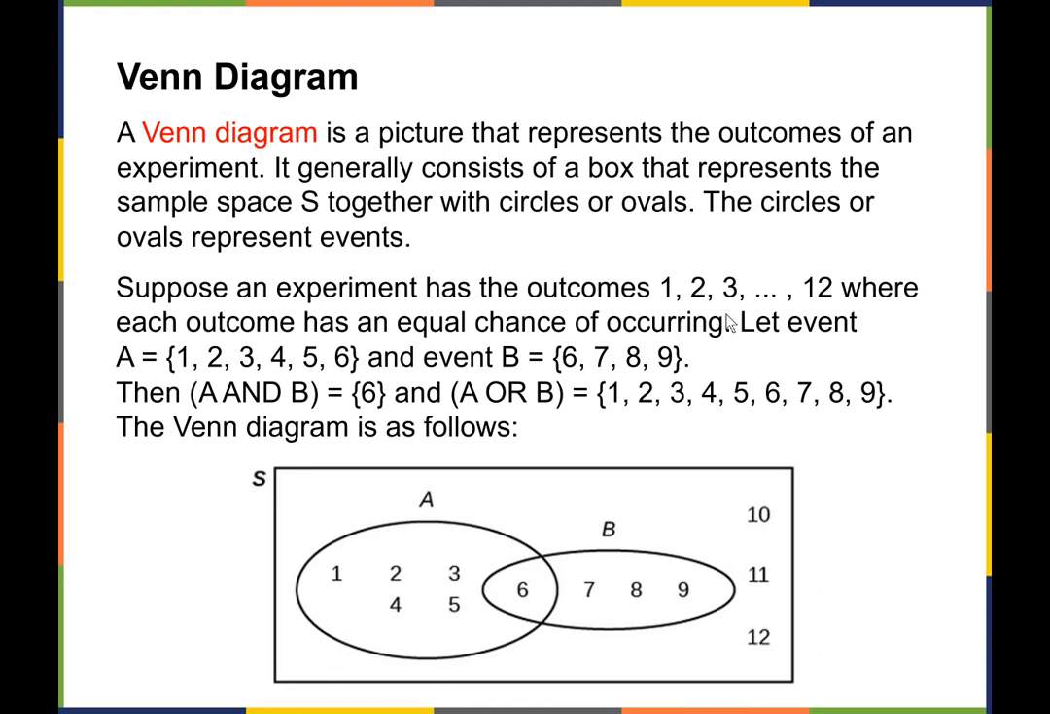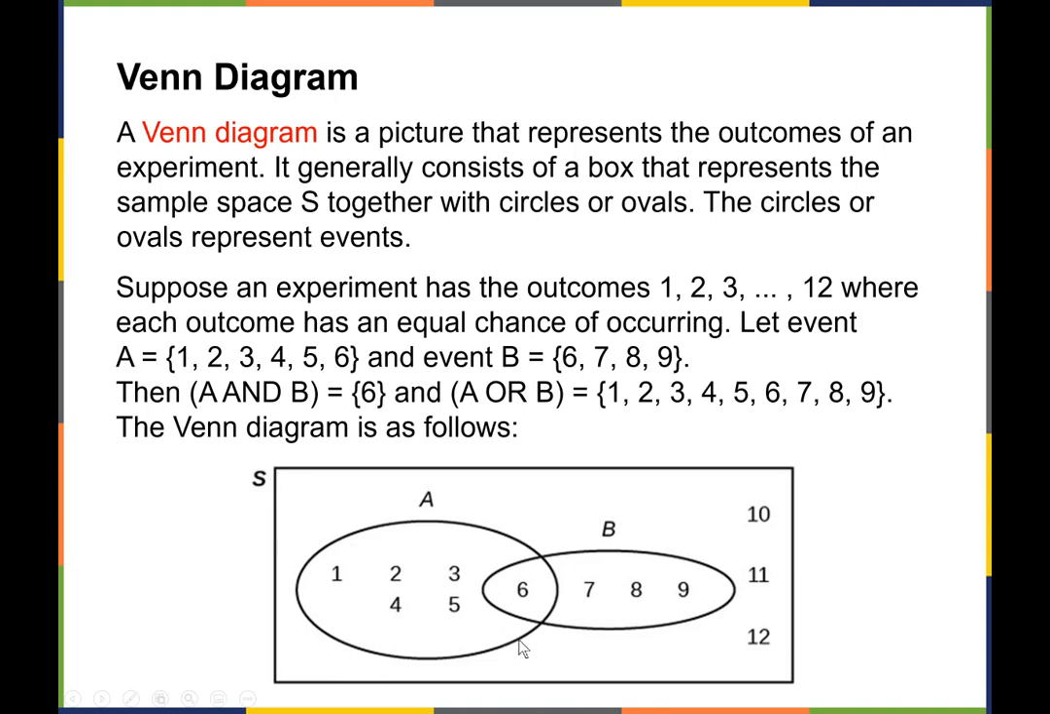It is a picture that represents the outcomes of an experiment. You've probably seen it in other contexts other than probability before, but we're going to use it in the context of probability. It is a box, and there are two circles or ovals, or three sometimes, and the circles or the ovals represent the events. So let's suppose an experiment has outcomes 1 through 12, where each outcome has an equal chance of occurring. Let event A be equal to 1 through 6, so all those values are in event A.